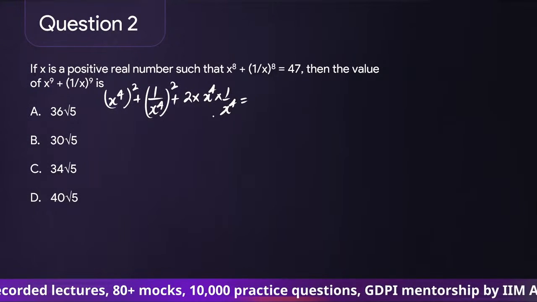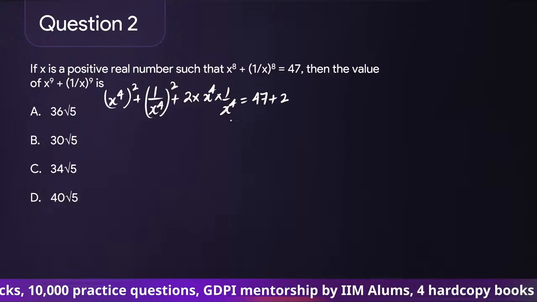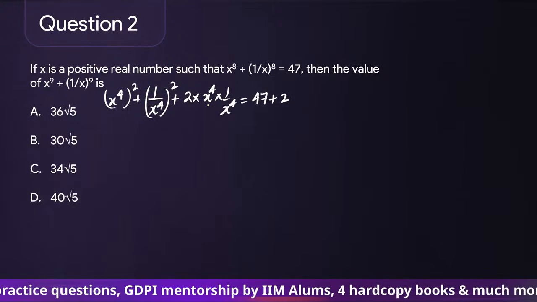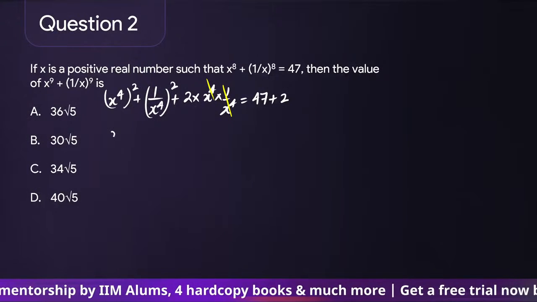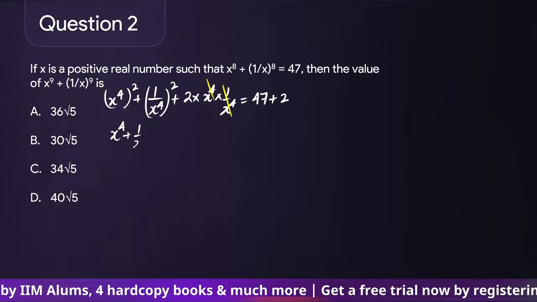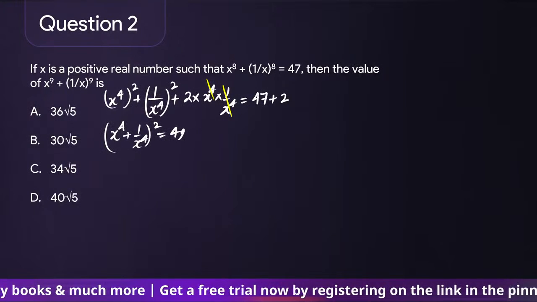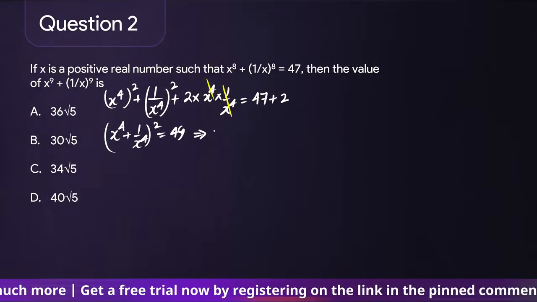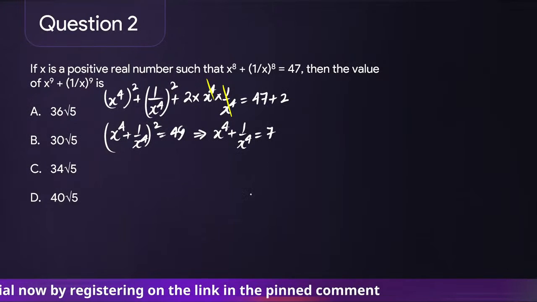So our LHS becomes a square plus b square plus 2ab. Since we have added 2, we are supposed to add 2 on the other side because x to the power 4 and 1 by x to the power 4 will anyways cancel out. So this results in x to the power 4 plus 1 by x to the power 4 whole square is equal to 49. And this results in x to the power 4 plus 1 by x to the power 4 is equal to 7.